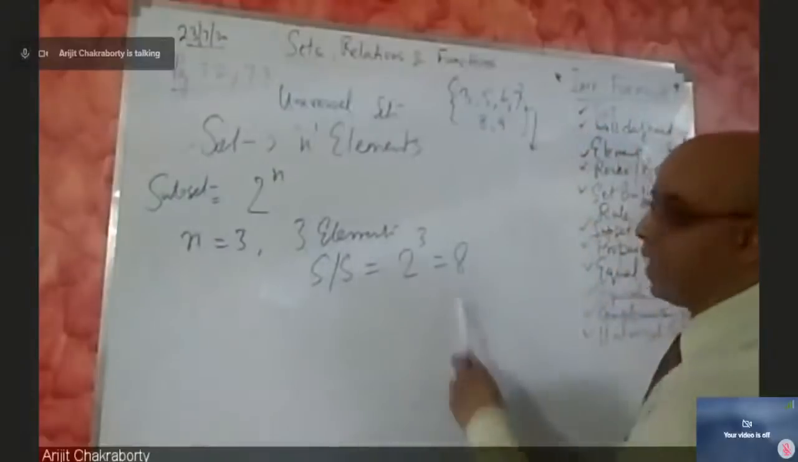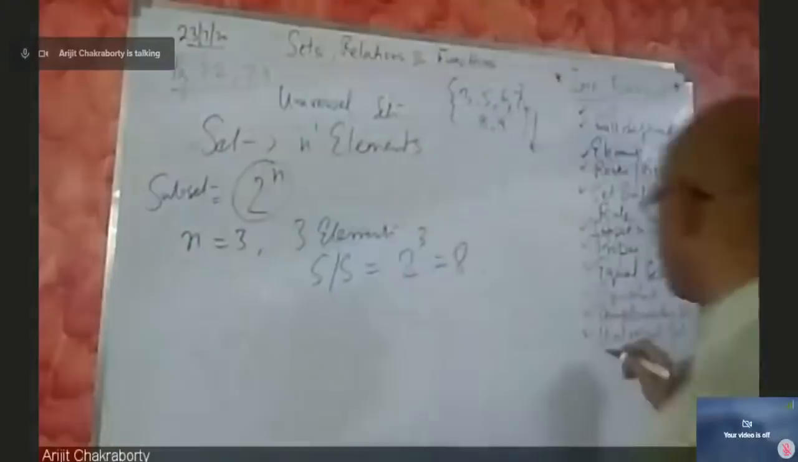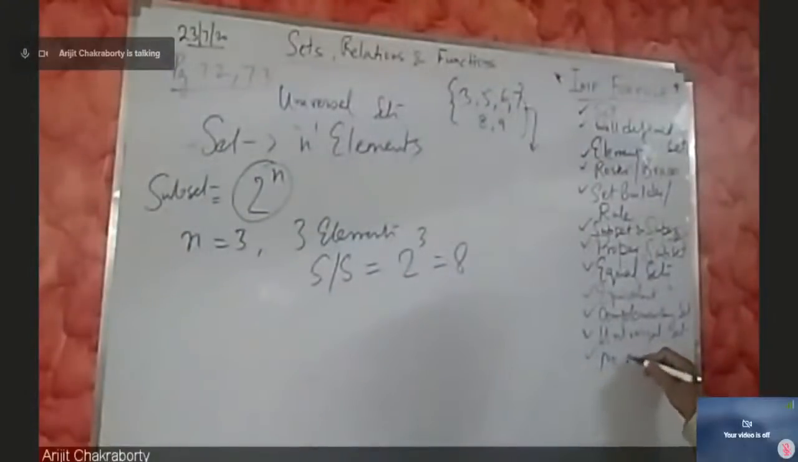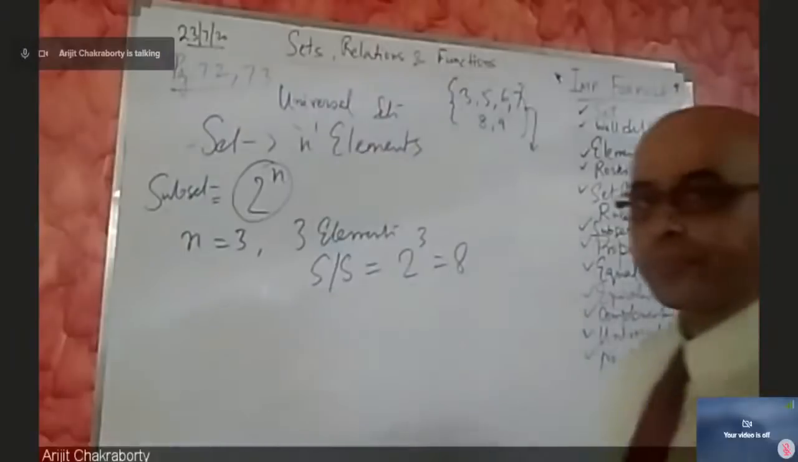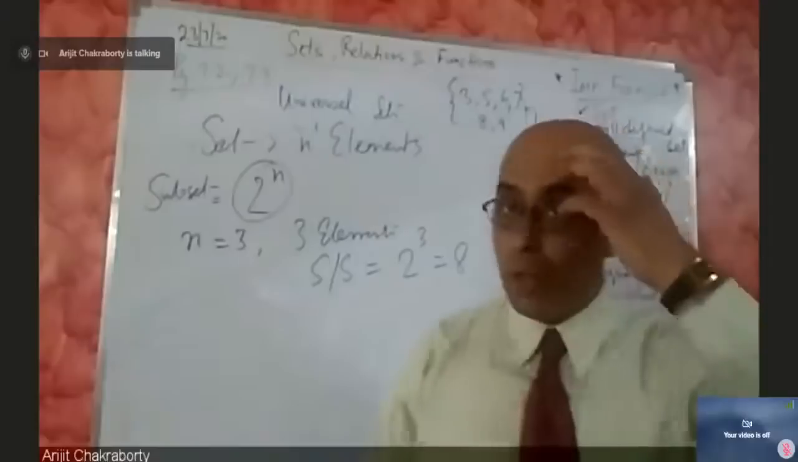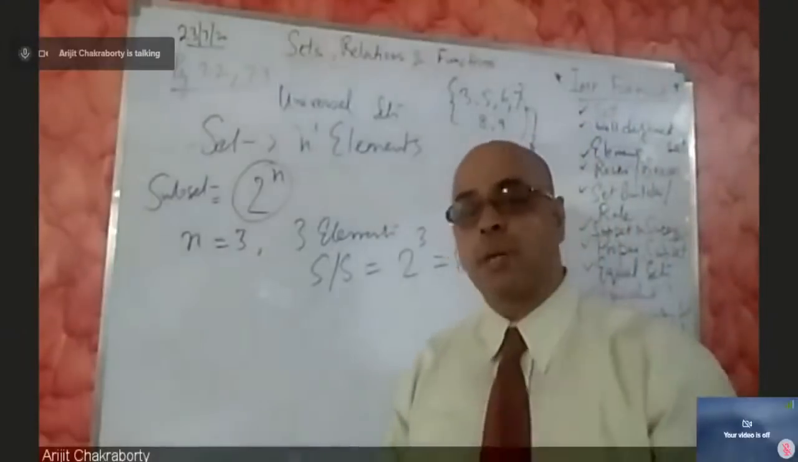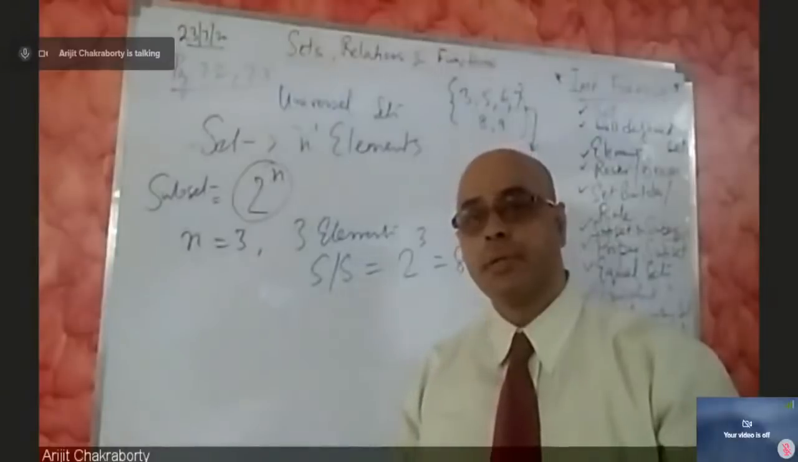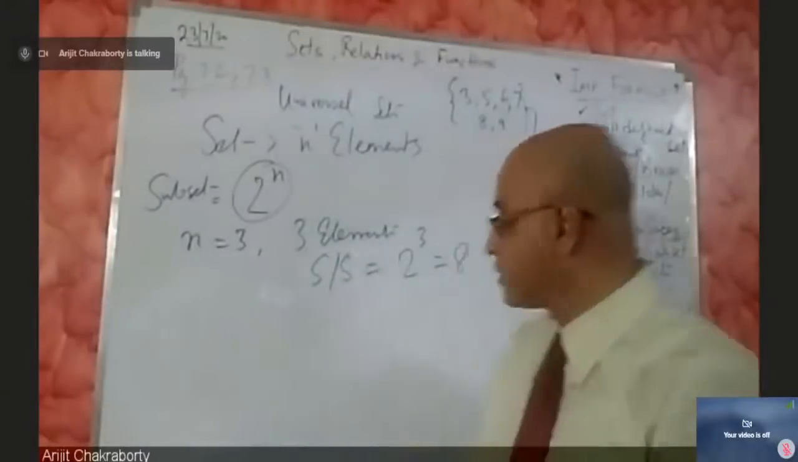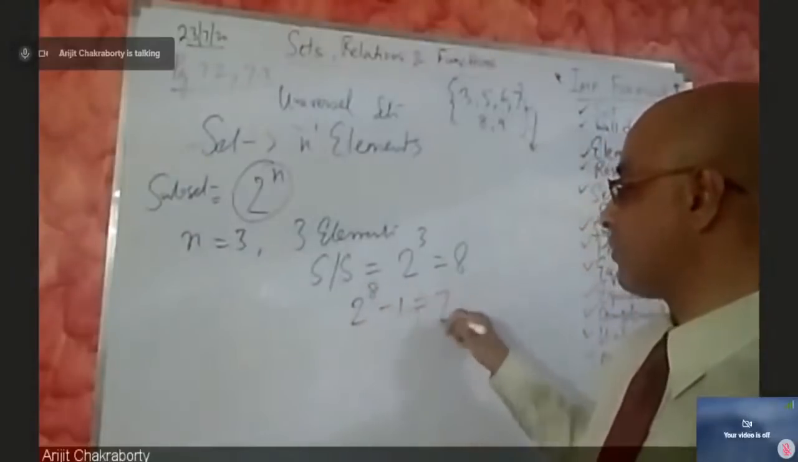Please note this formula, this is important. Number of subsets is 2 to the power n. Now, if I ask you out of these subsets, how many are proper subsets? It is easy. It will be 2 to the power 3 minus 1, that is 7.